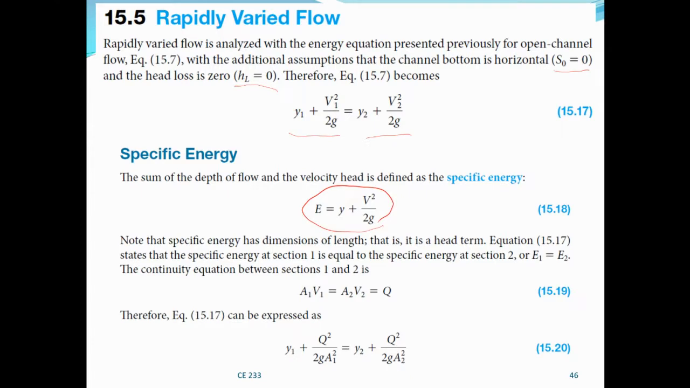And note that specific energy has dimensions of length. That is, it is a head term. So the equation states that the specific energy at section 1 is equal to the specific energy at section 2, or E1 is equal to E2. And this is the continuity equation which holds. So if we substitute V as Q over A, we have the specific energy expressed in terms of Q and A.